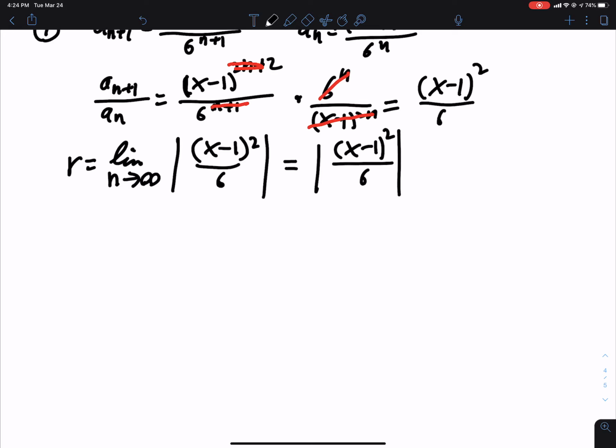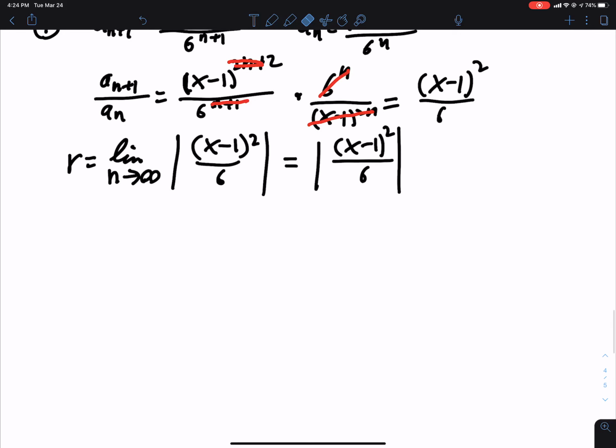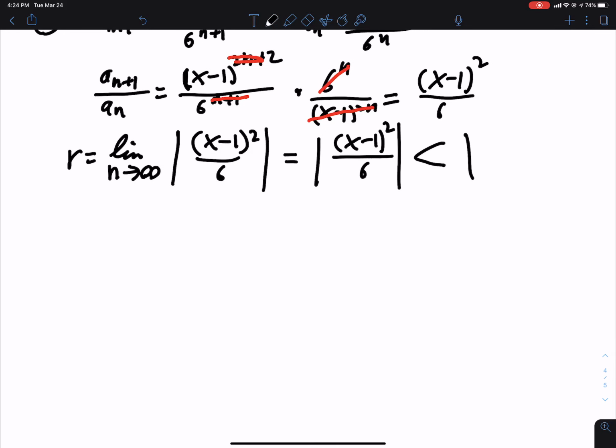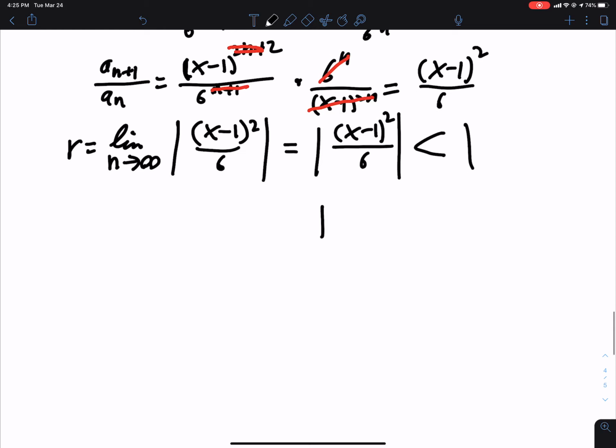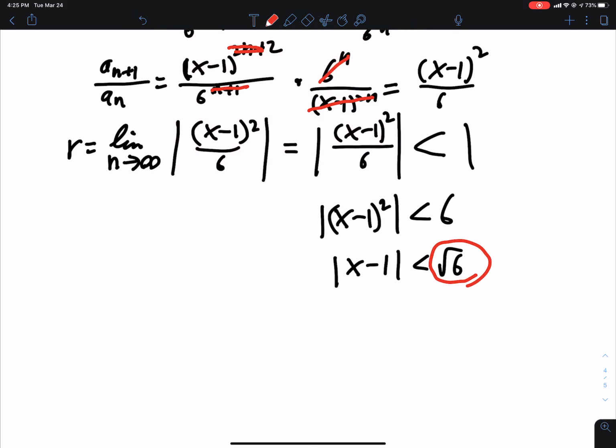And we know that in the ratio test, this r must be less than 1 in order for our series to converge, so we set it less than 1. At this point, we'll multiply both sides by 6, and we shall square root both sides. Now, we're pretty much done. This here is our radius of convergence. We know that it has to be within radical 6 of 1, where 1 is the center.